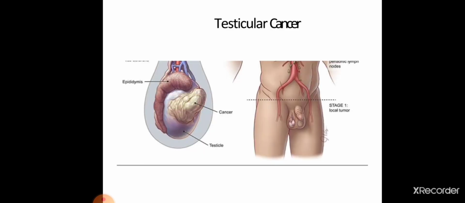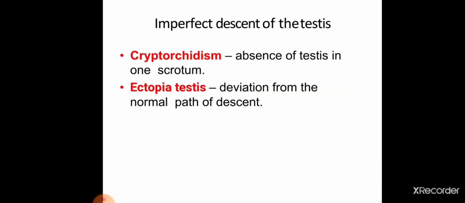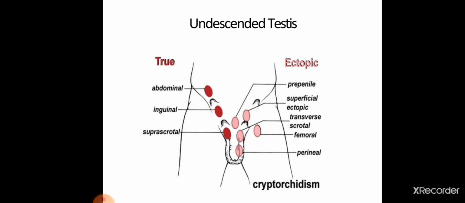Then this is the testicular cancer, the cancerous growth in the testis. Then the imperfect descent of the testis. First is the cryptorchidism. It is the absence of testis in one scrotum. Other is ectopia testis, deviation from the normal path of the descent results in ectopia testis. Then these are the diagrammatic representation of the cryptorchidism.